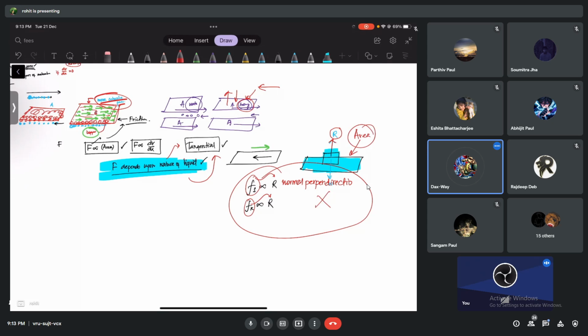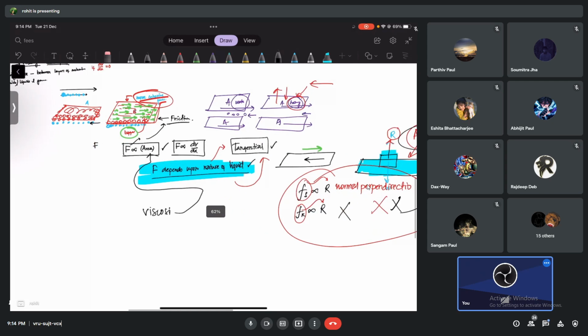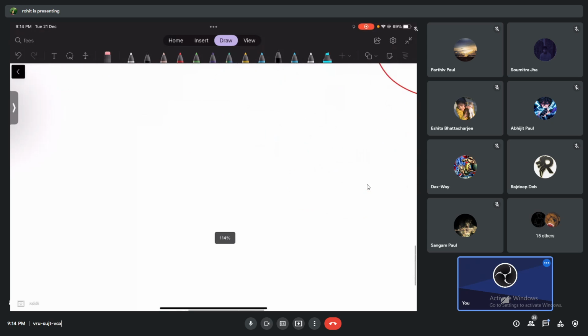No, friction never depends on area. It depends on the normal reaction. But viscosity depends on area. It's an opposing force to the flow of liquids. You have got so much idea now, okay. Now let me write it down.